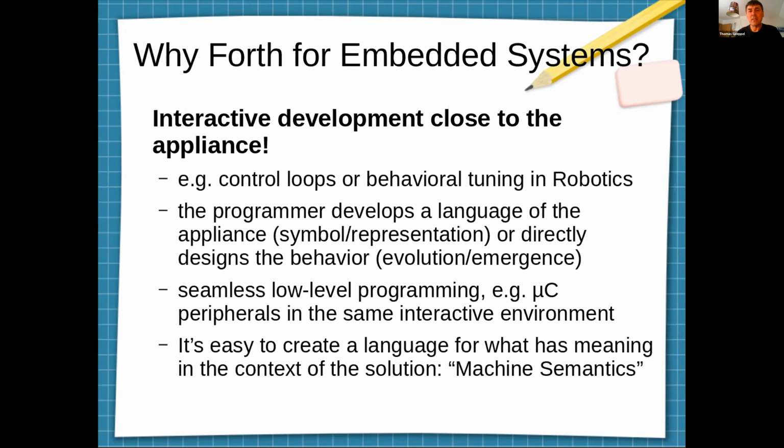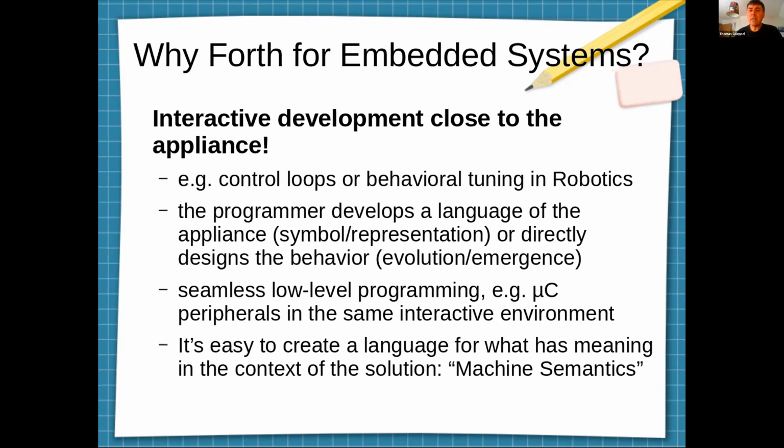So in my words here, it's interactive development close to the appliance. It's not close to the software. It's close to what we want to make act. You can do control loops or behavioral tuning in robotics. You can, programmer can develop a language of the appliance, and they can look at it from a symbolic or representational point of view, or directly from an emergence point of view, emergent behavior, like an evolution as a design cycle.